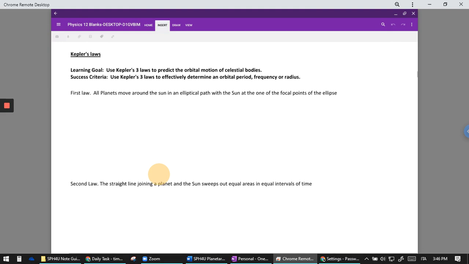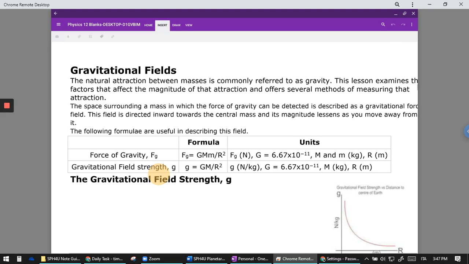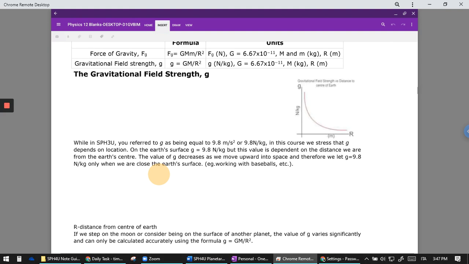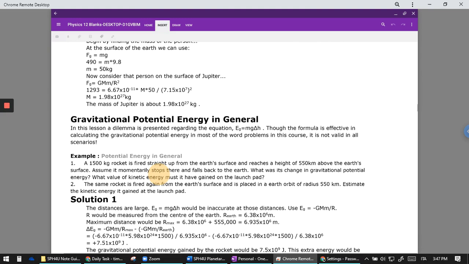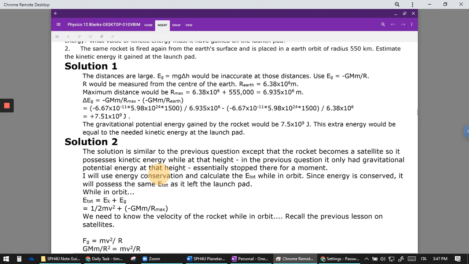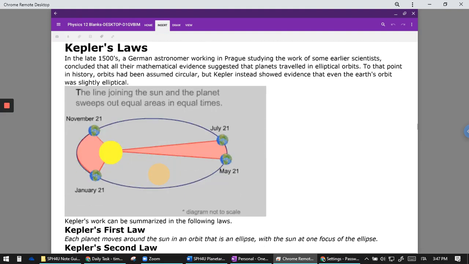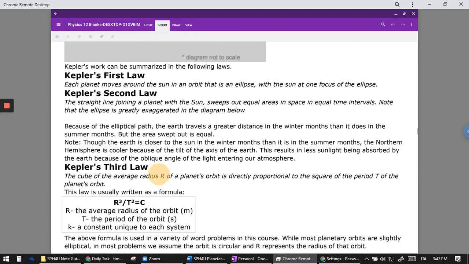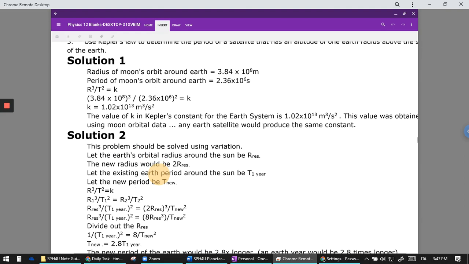Okay, and after we get through all of this stuff, there are some practice questions here. So here's more gravitational fields, some practice questions, a couple of solutions as well. Then there's gravitational potential energy here, and some practice questions, a couple of solutions. And then we've got Kepler's laws with a little bit of explanation and a couple of examples here as well with their accompanying solutions.